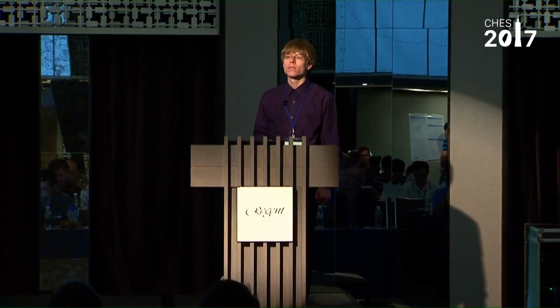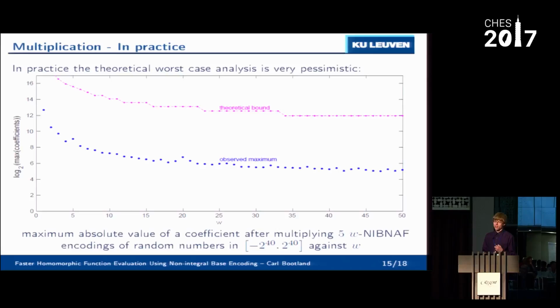So this theoretical bound is actually the best you can get. The problem is that it's very, very unlikely. You have to be very unlucky to actually have some encodings which you multiply together and which give a coefficient that is as large as possible.